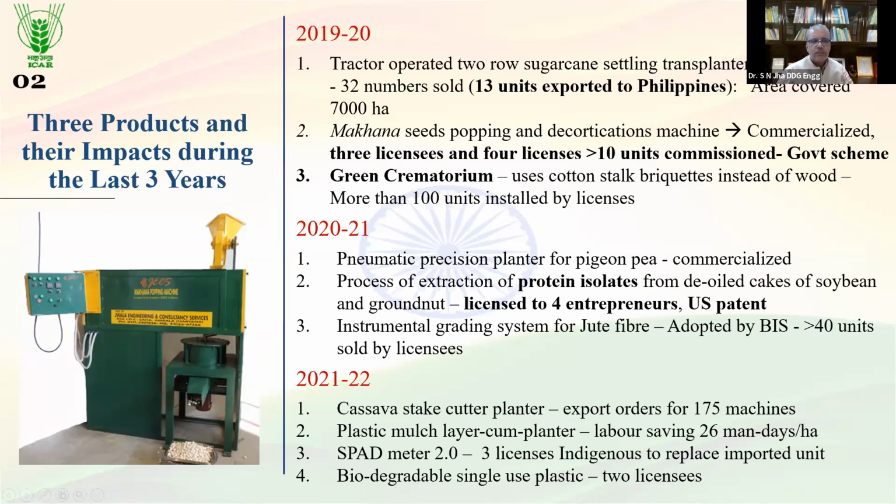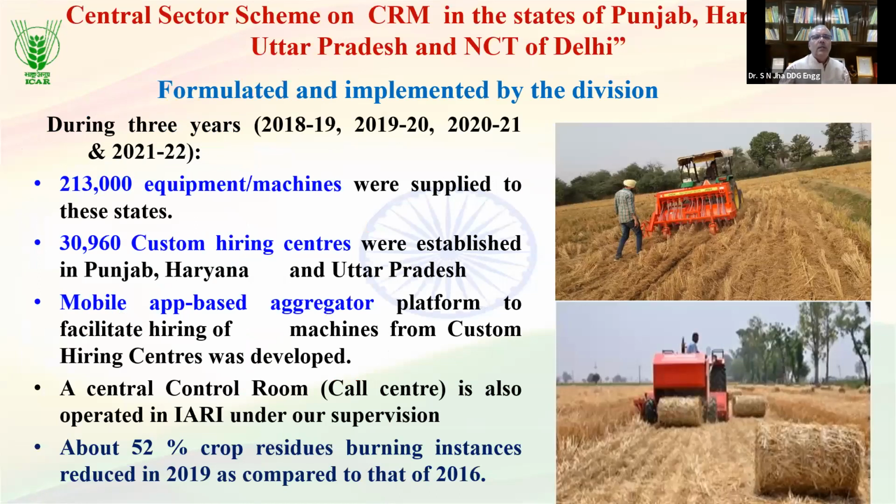And then most recently, a biodegradable single-use plastic film we have licensed to 2. And this is truly single-use plastic, 100% biodegradable, 80 to 90% biodegradability is there in 8 to 9 months. And it can help the country, because now single-use plastic is fully banned. And we are trying to manufacture and spread throughout the country as quickly as possible.